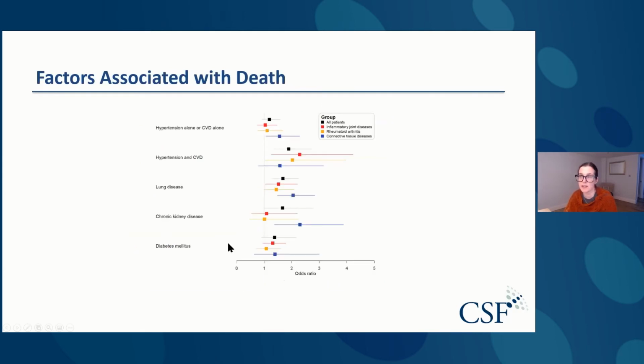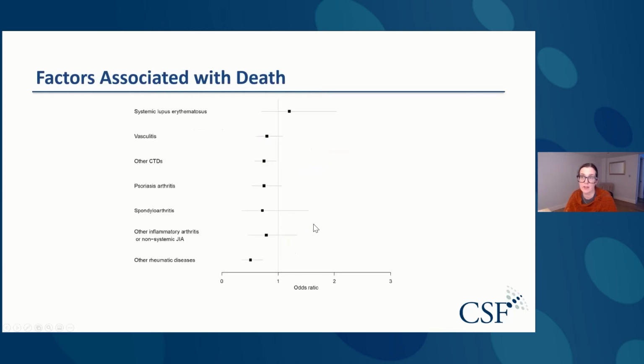We also looked at comorbidities. Interestingly, when we looked at either hypertension alone or cardiovascular disease alone, they did not have a strong association with death, but in patients that had multimorbidity, we did see this. We saw an association with lung disease. Chronic kidney disease was particularly marked among patients that had connective tissue disease. And probably due to low numbers, you can see here our confidence bands around diabetes are more limited, but the odds ratios are increased.